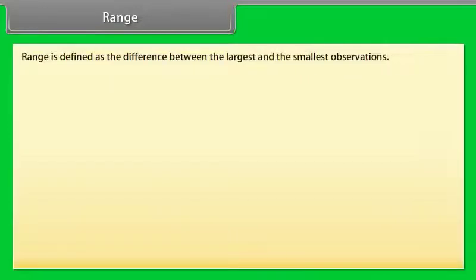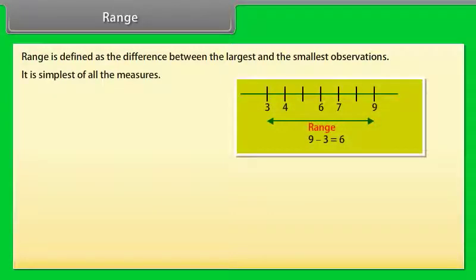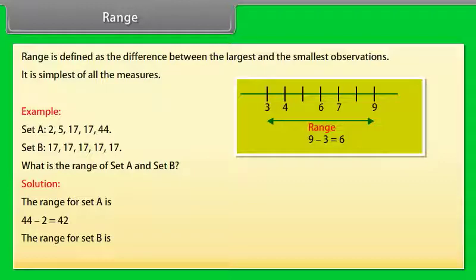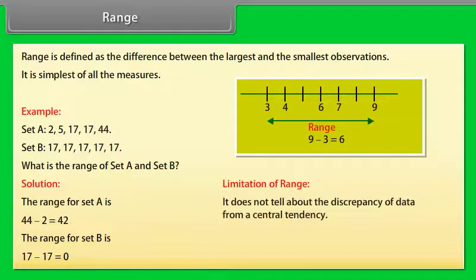Range. Range is defined as the difference between the largest and the smallest observations. It is simplest of all the measures. Let's have an example. What is the range of set A and set B? The range for set A is 44 minus 2, which is equal to 42. And the range for set B is 17 minus 17, which is equal to 0. Limitation of range. It does not tell about the discrepancy of data from a central tendency.